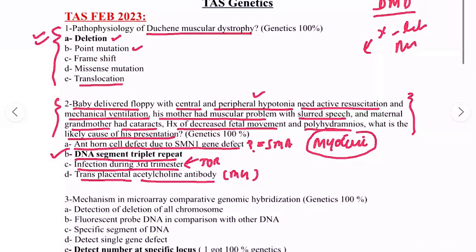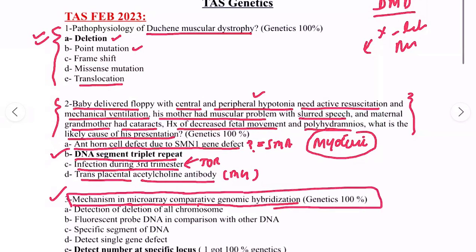Okay. Now the next question. Yes, fragile X, exactly. The next question: the mechanism in microarray comparative genomic hybridization. What is the mechanism in microarray comparative genomic hybridization? Any idea about this microarray?